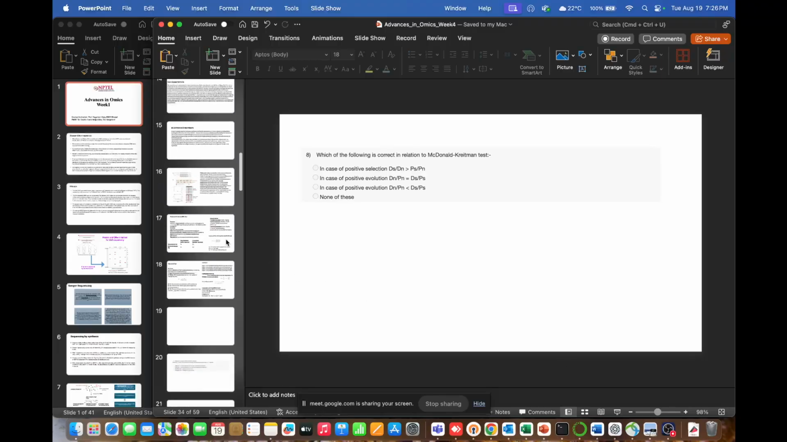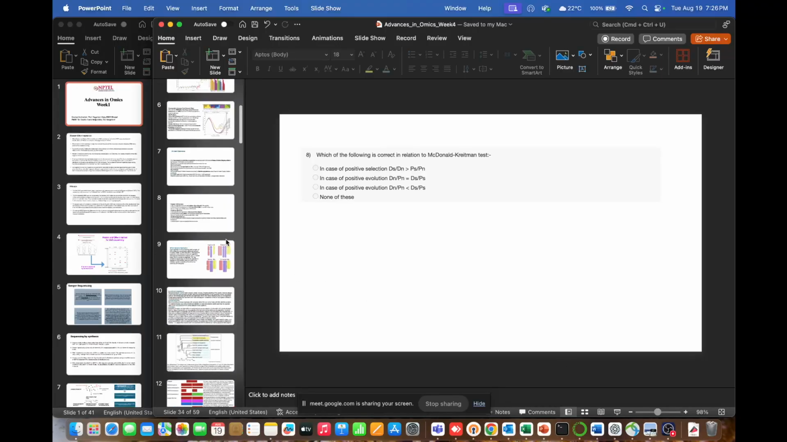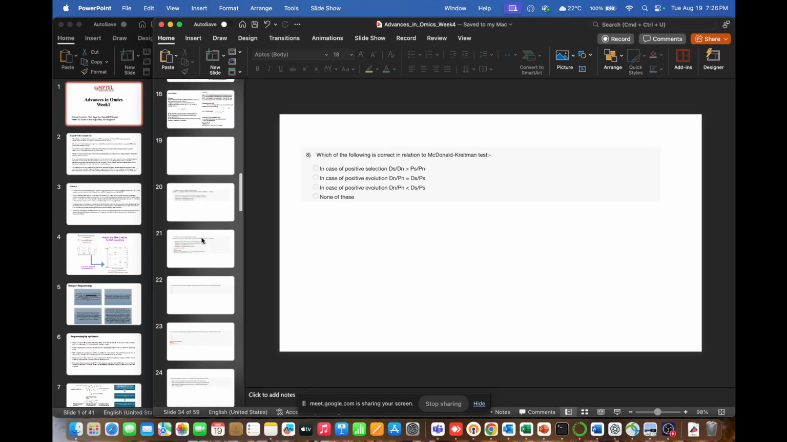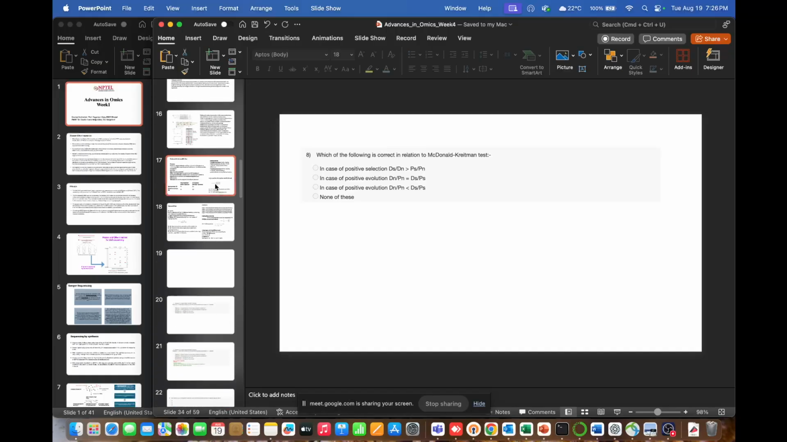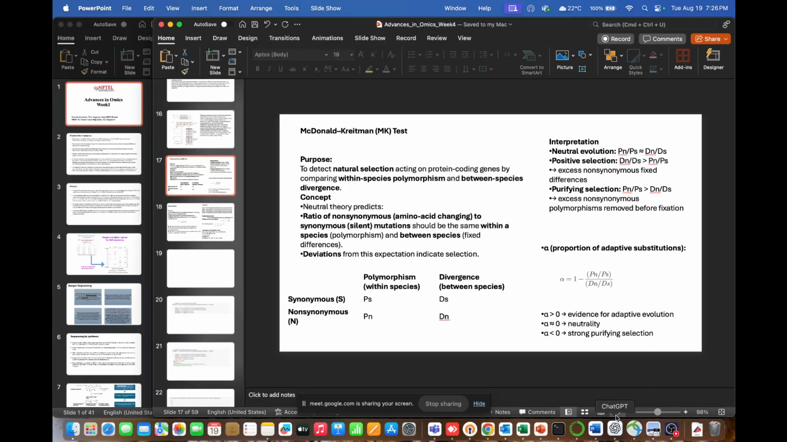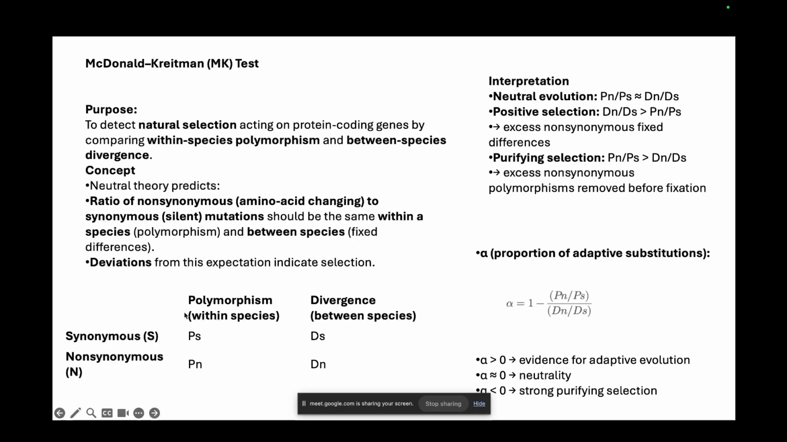Okay, to answer this question, let's go back to the slide where I discussed this. So this is the NK test, right? You have these two. Within species, you have PS and PN, synonymous and non-synonymous, and between species, you have DS and DN.